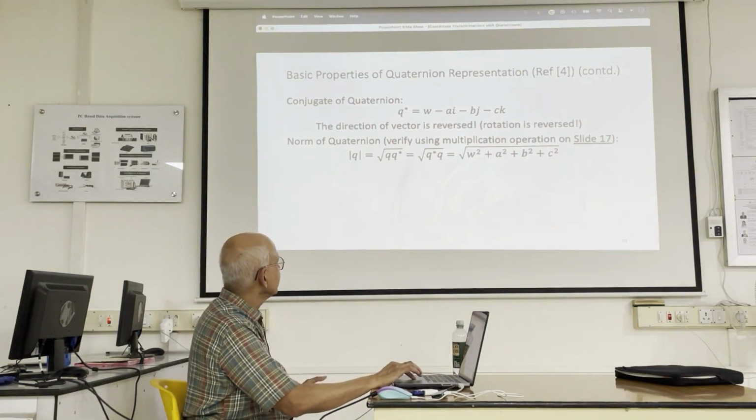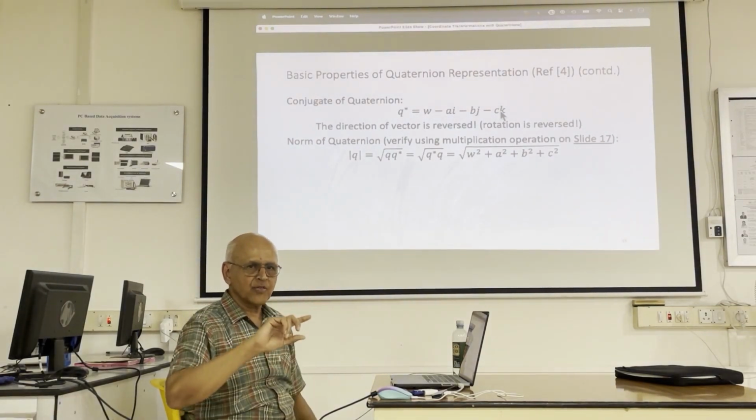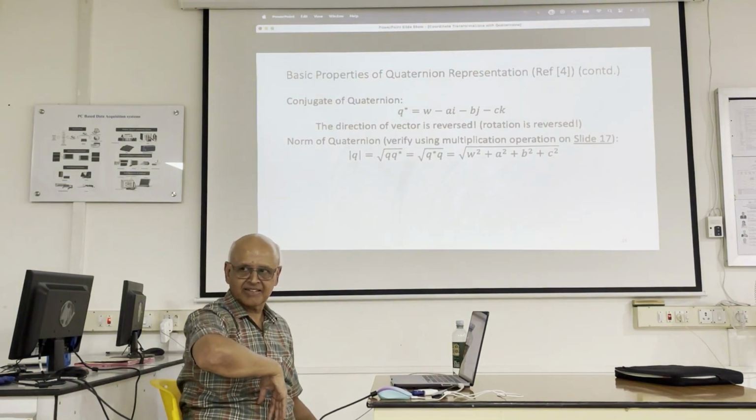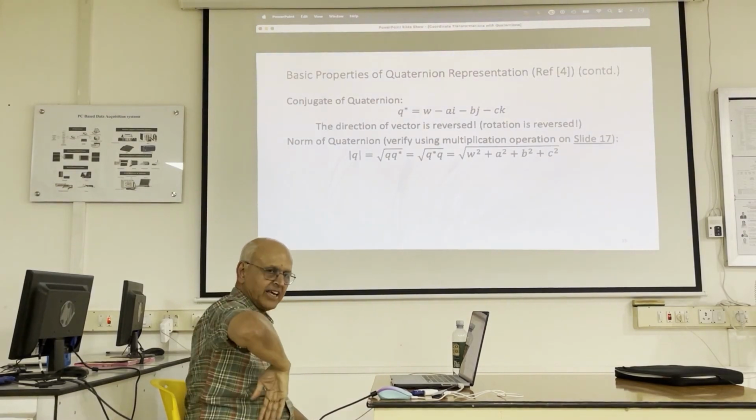And you know what that means? This represents the vector, right? This is the axis around which you rotate. So if you flip the signs, it means the axis is being reversed. Right? So that's what is happening. Instead of rotating around this, you're rotating around this.